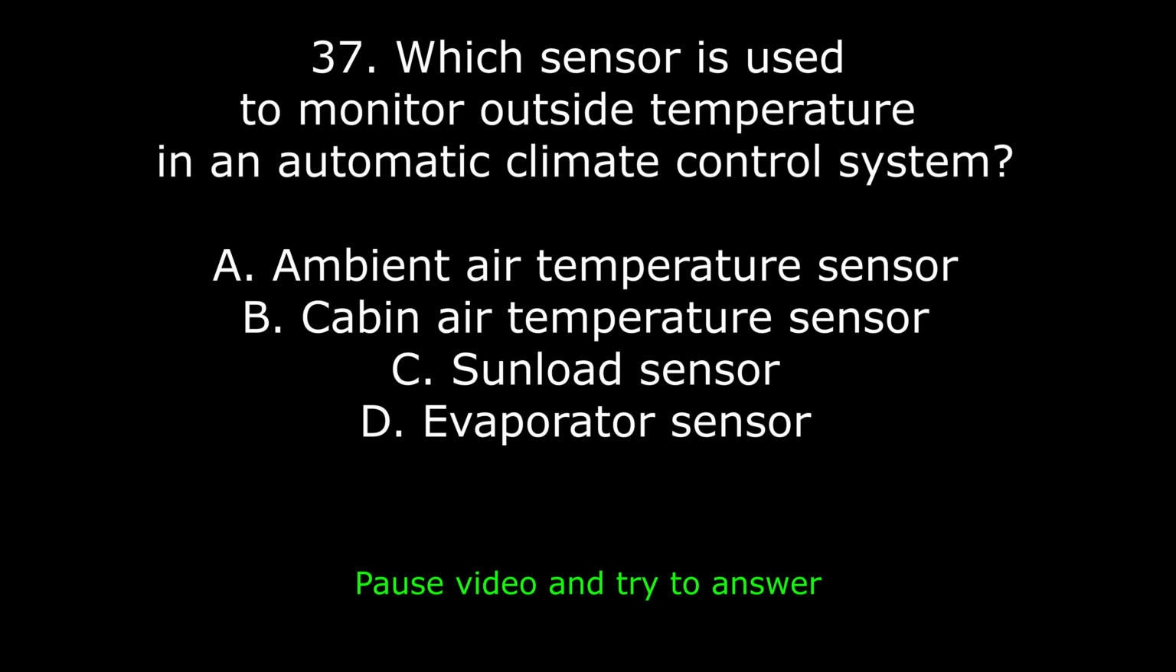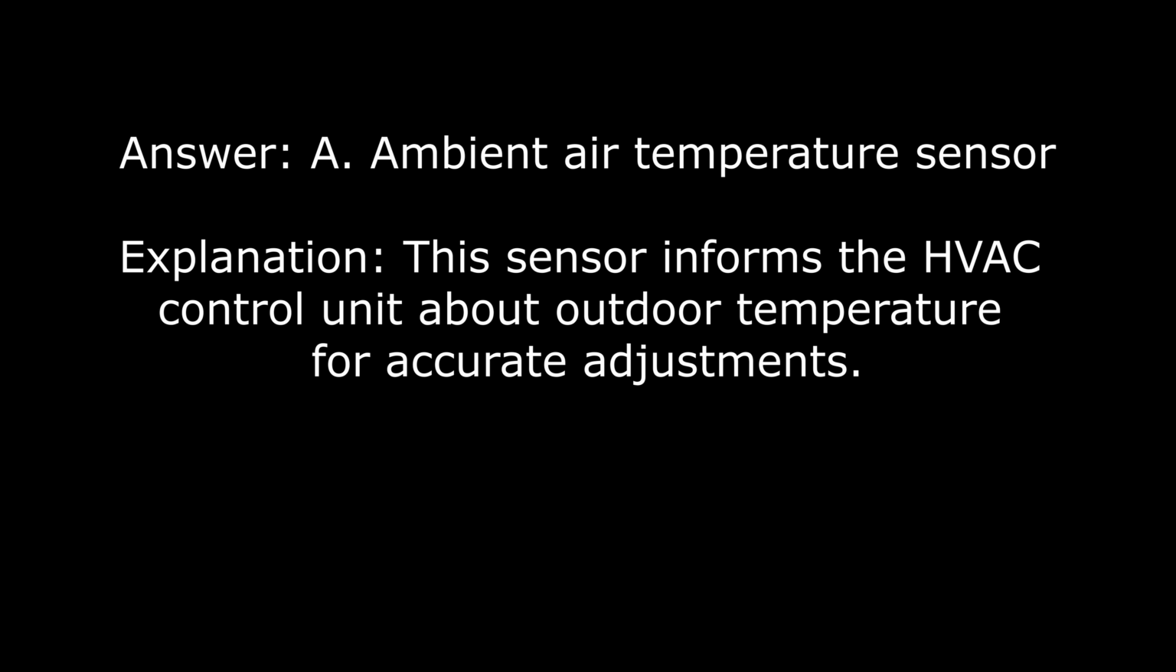37. Which sensor is used to monitor outdoor temperature in an automatic climate control system? A. Ambient air temperature sensor. B. Cabin air temperature sensor. C. Sun load sensor. Or D. Evaporator sensor. Answer A. Ambient air temperature sensor. Explanation. This sensor informs the HVAC control unit about outdoor temperature for accurate adjustments.